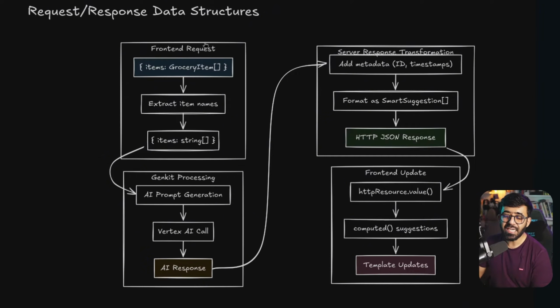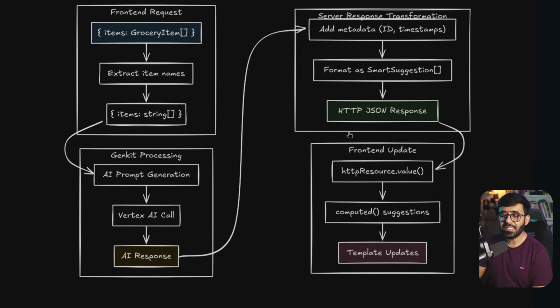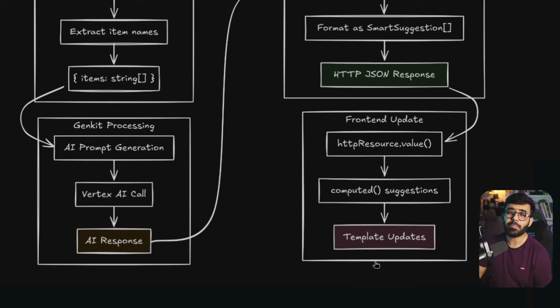The front end sends a request to the backend using the items which are in the grocery list. The backend then just takes the name out of it and sends it to Genkit. So it uses just the names during the prompt generation, sends to Vertex AI. The Vertex AI sends back a response with the smart suggestions. The smart suggestions are then taken out by the server, and the server essentially formats that based on the types that we have provided. So it essentially makes it possible to convert that data to something that the front end can use, and then it sends it back as the HTTP JSON response. Once that's done, the HTTP resource in the front end gets the value updated, and then the computed suggestions get updated automatically, and then the templates are rendered.